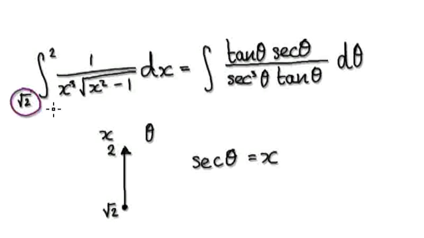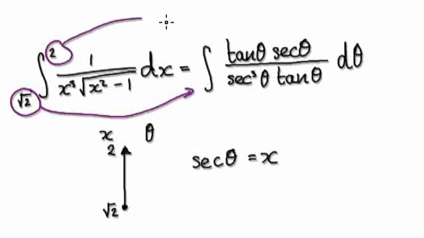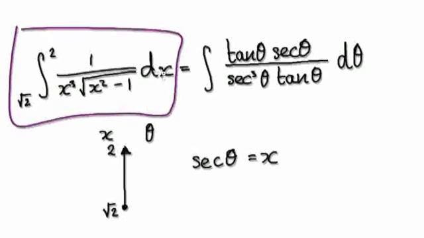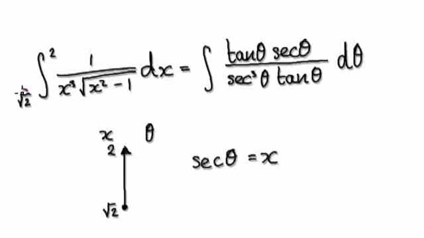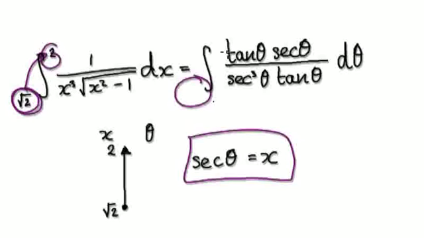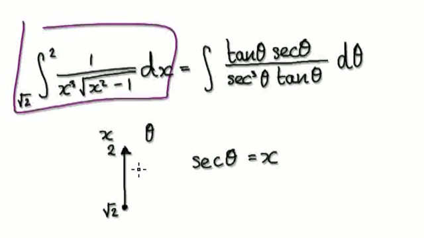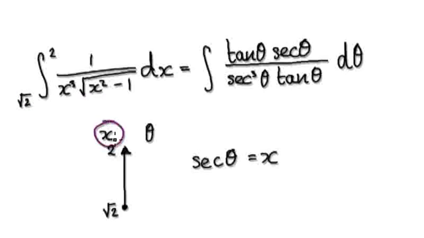But the thing is, we still need to sort out the interval here. We still need to figure out this, and this, because on the left hand side, we are integrating with respect to x. So what that means is we are integrating from x being from square root of 2 all the way to 2. We are living in the x world.